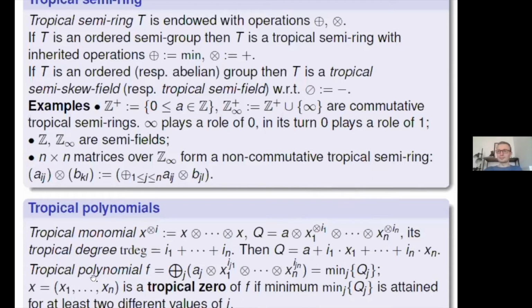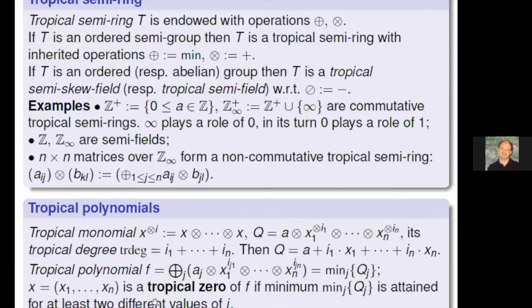Okay, sorry. So a tropical polynomial, as in the classical sense, we define as a tropical sum of tropical monomials. Classically, this means that we consider the minimum of linear functions. So classically, it is just a convex piecewise linear function. Okay, and so this was very similar to what happens in the classical world.